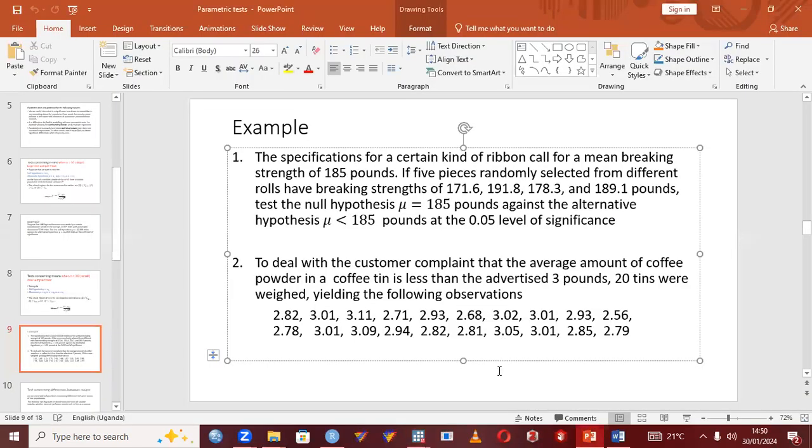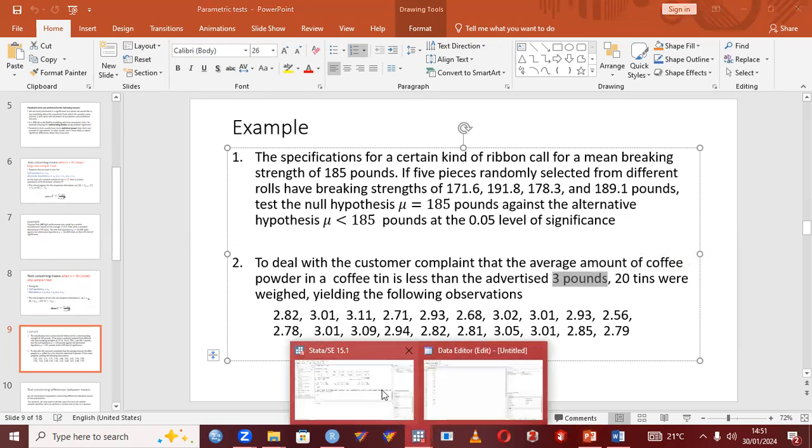As we said, we shall always first test the null hypothesis. The null hypothesis is that the mean of the advertised coffee is 3 pounds. We look at the alternative, we look at the level of significance, then also look at how to compute it. So you're going to use the one sample t-test to solve this hypothesis.